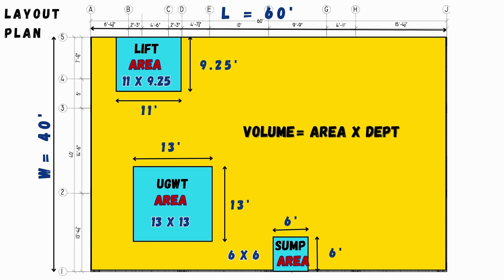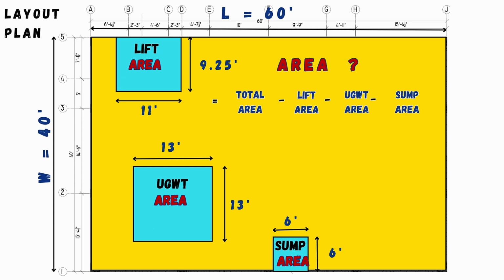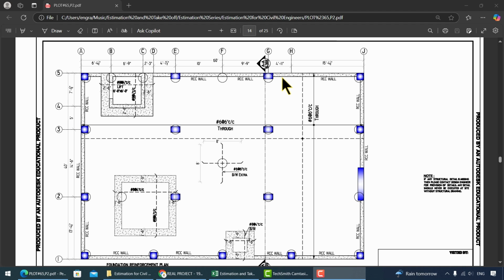We all know that volume is equal to area into depth. The depth of this RC floor from the drawing is 2.25 feet, whereas the area is still unknown. So to find this area, we need to subtract the lift area, underground water tank area and sump pit area. Let's head on to the Excel workbook and perform the calculations.